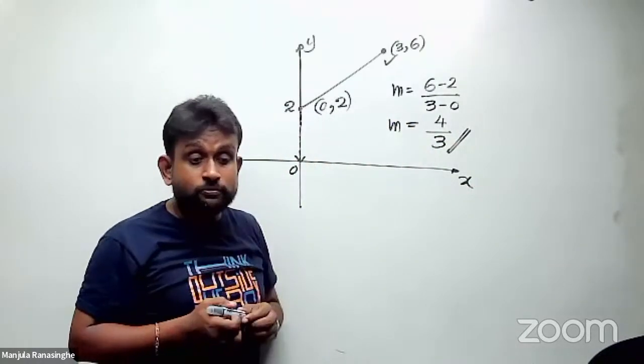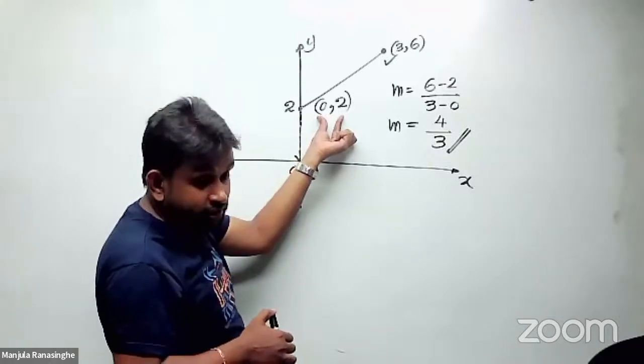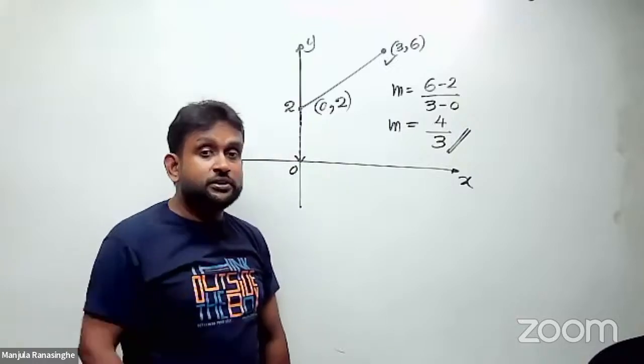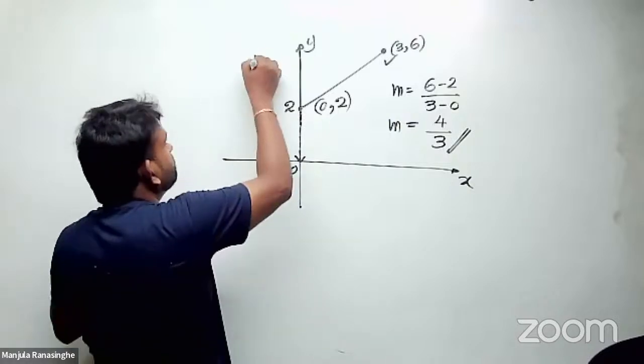So that is the gradient. Write it down. What is the specialty here? The coordinate is not given, just the intercept 2 is mentioned, then we convert it into a coordinate. Okay, write it down.